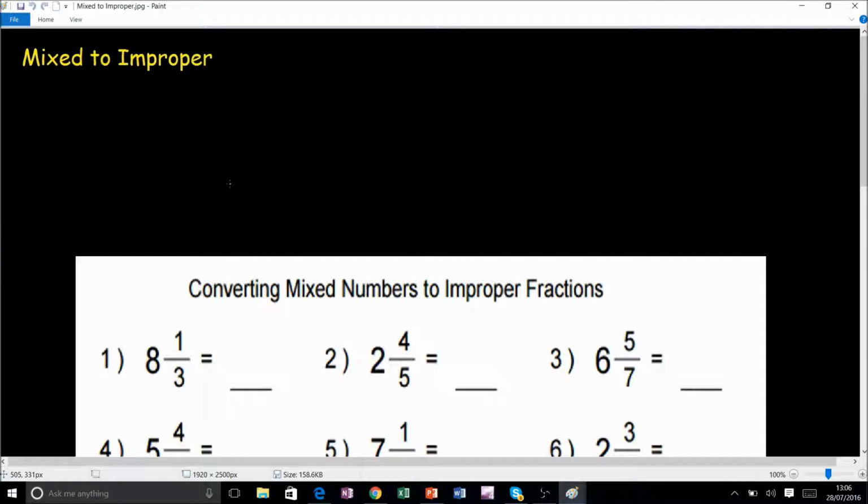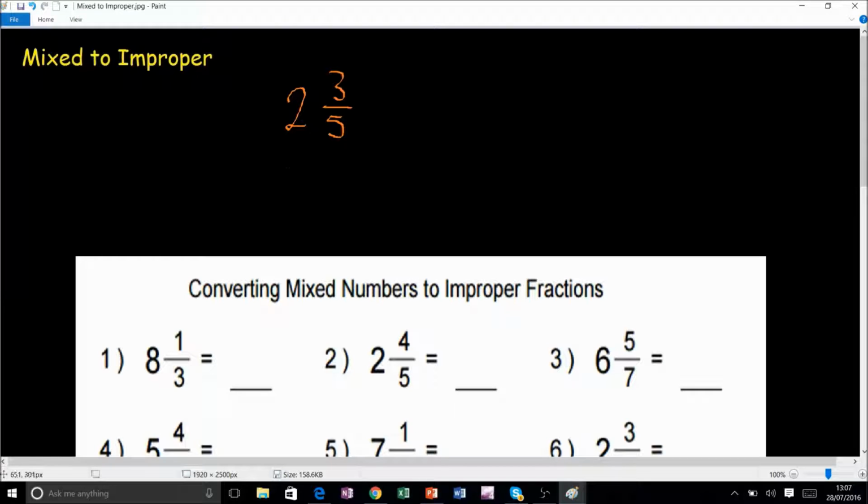Today we are going to be looking at converting mixed numbers to improper fractions. Now, what is a mixed number? A mixed number is basically a number that is mixed with whole numbers and fractions. For example, I've got 2 wholes and 3/5. That is a mixed number, mixed with whole numbers and with fractions.